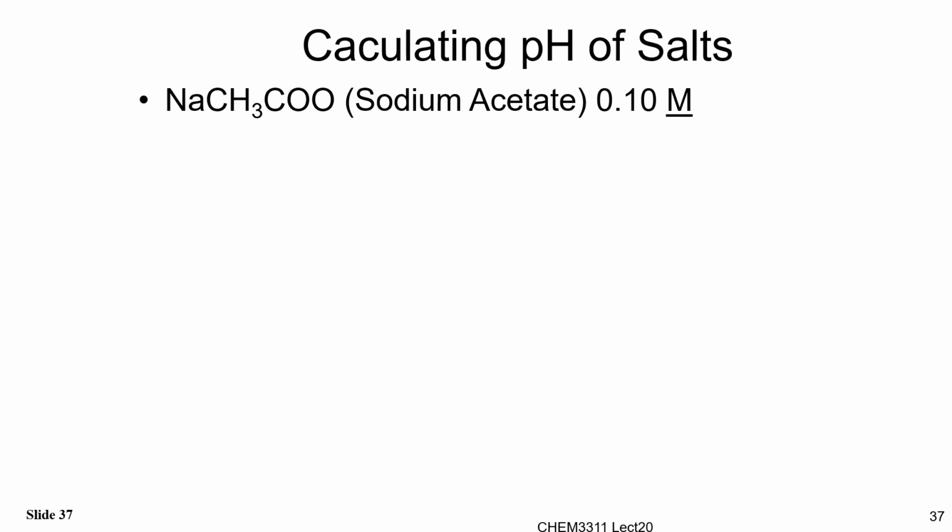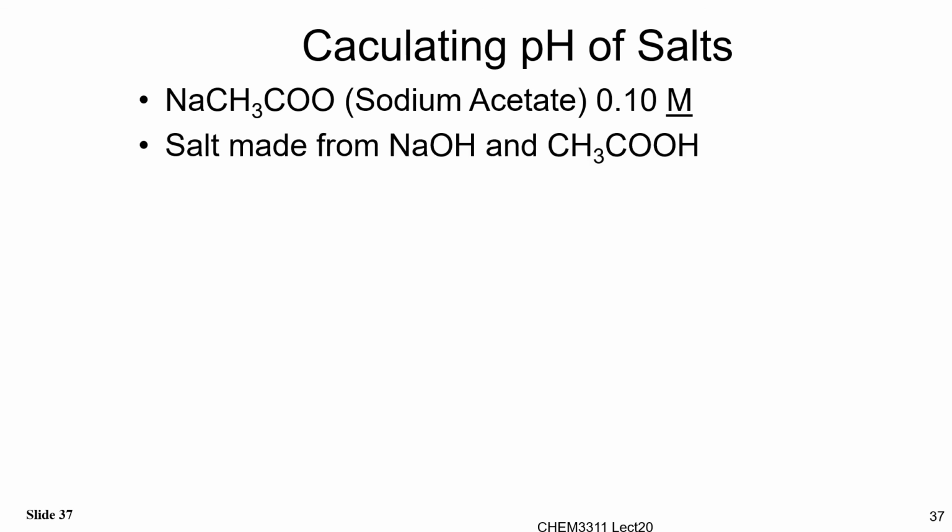We can apply that to the pH of salts. We've got sodium acetate here. How did we make that sodium acetate salt? Right? It's sodium hydroxide and acetic acid. A strong base, a weak acid, it's a basic salt. Who makes that solution basic? The sodium comes from sodium hydroxide, and the acetate comes from acetic acid. And what's left over is our water.